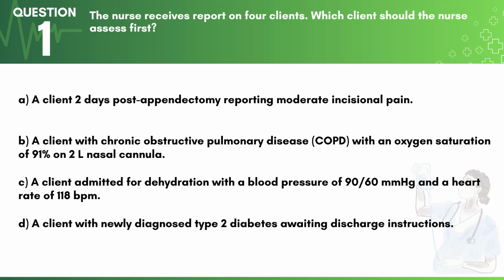C. A client admitted for dehydration with a blood pressure of 90/60 mm of mercury and a heart rate of 118 bpm. D. A client with newly diagnosed type 2 diabetes awaiting discharge instructions.